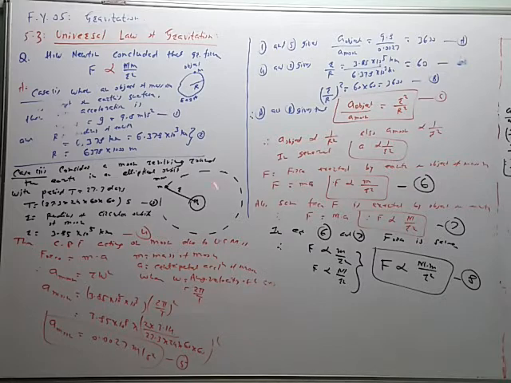Now, if F is a force exerted by the earth on the object of mass m, then by Newton's second law of motion, force is equal to mass into acceleration, where m is the mass of the body, a is the acceleration. So since acceleration is inversely proportional to r square, therefore F is proportional to m, which is a constant for a given mass of the body, upon r square, equation 6.